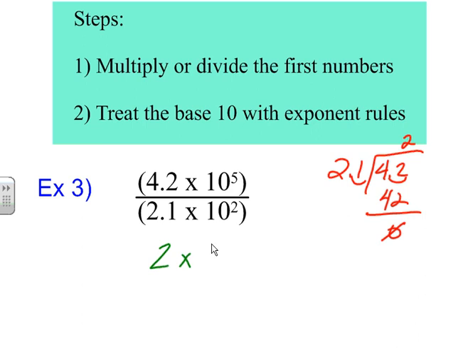And again, we're going to follow our exponent rules with our base 10. 5 minus 2 is 3. And that will be our final answer. So hopefully that gives you a quick idea of how to work with scientific notation and multiplying and dividing them.